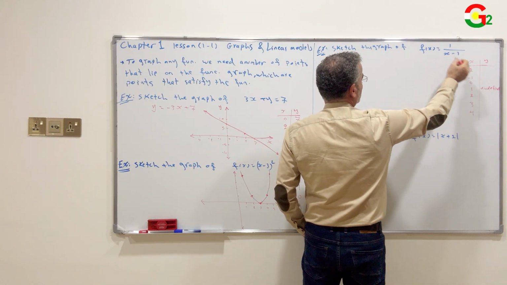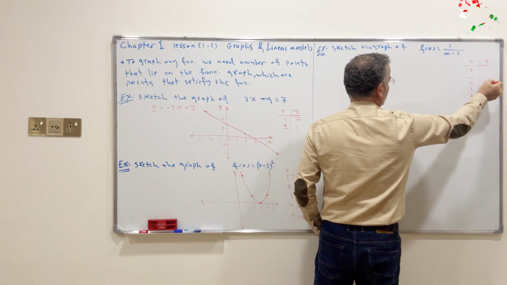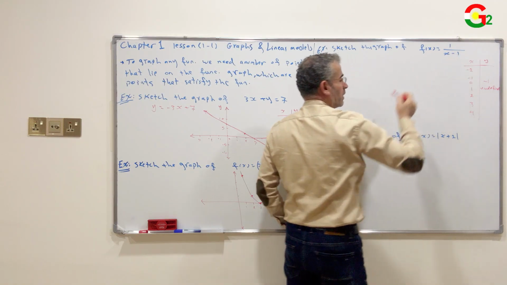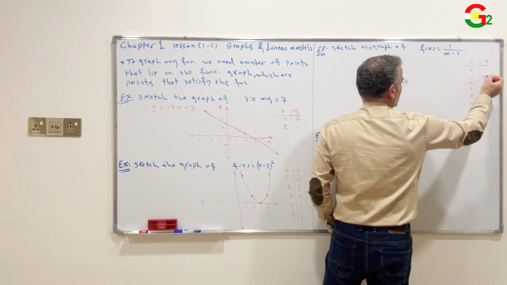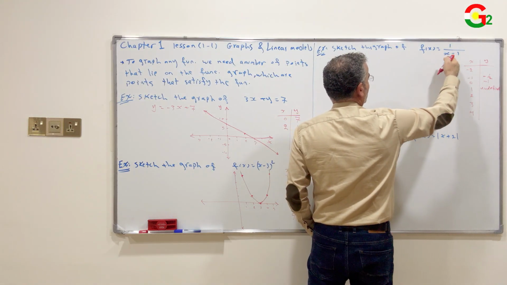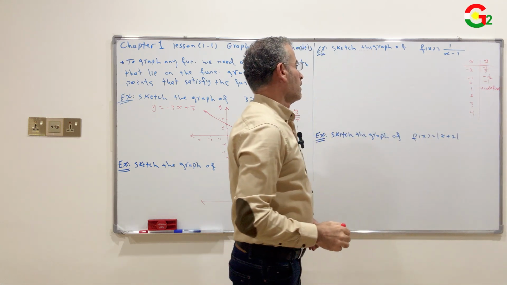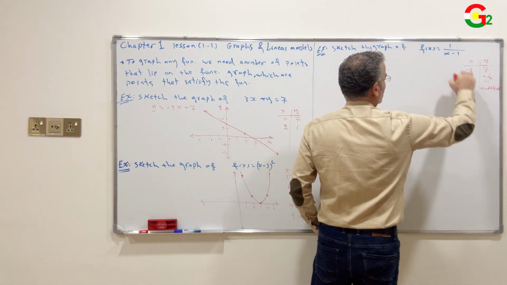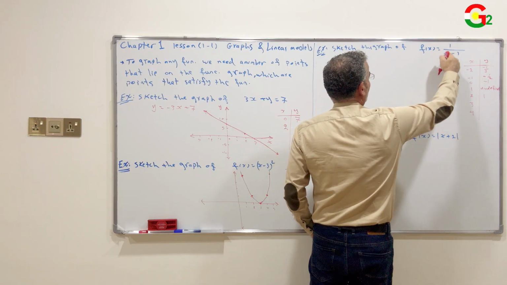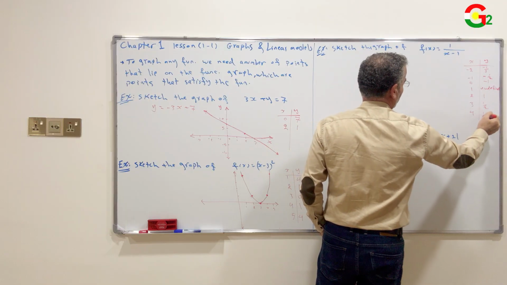When x is 0, 0 minus 1 is -1, 1 over -1 is -1. When x equals -1, -1 minus 1 is -2, so it is -1/2. When x equals -2, the function is -1/3. When x equals 2, 2 minus 1 is 1, 1 over 1 is 1. When x equals 3, 1 over 3 minus 1 is 1/2. When x equals 4, 1 over 3.